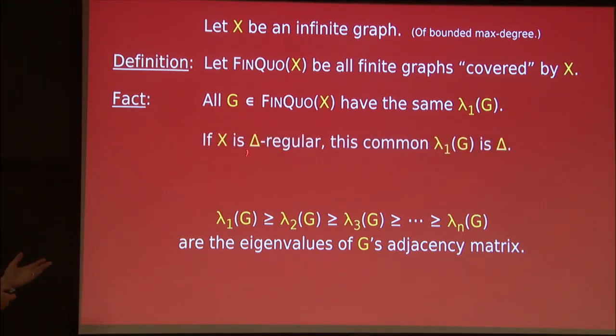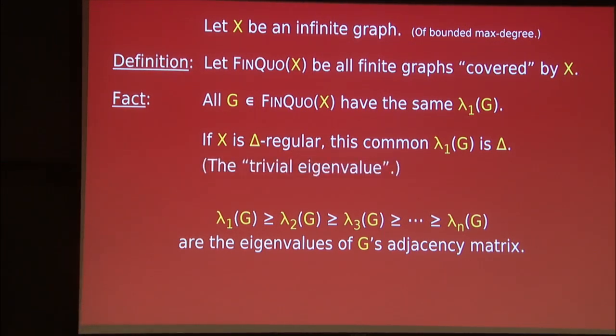And in particular, if this X, the big graph, is delta-regular for some delta, this common value of the largest eigenvalue is just delta. And that's like the most popular case. And sometimes it's called the trivial eigenvalue.